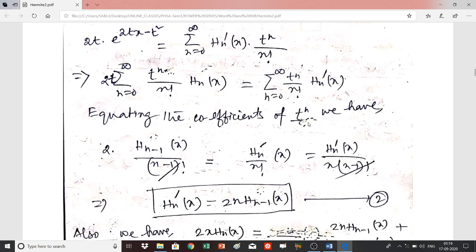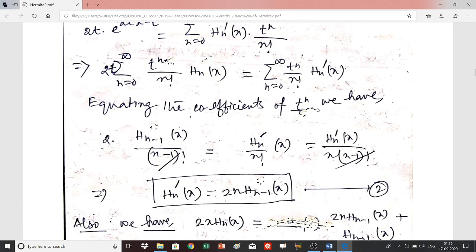So now, equating the coefficient of t to the power n from both sides of this equation. Let's see, in the left hand side the power of t is n plus 1, so n should be replaced by n minus 1 in the left hand side. So then you will get 2 here, and then h n minus 1 x, and then n minus 1 factorial.